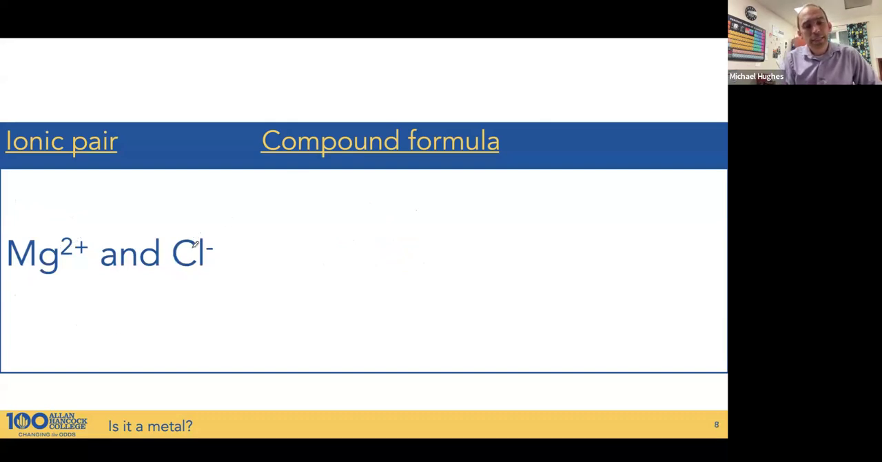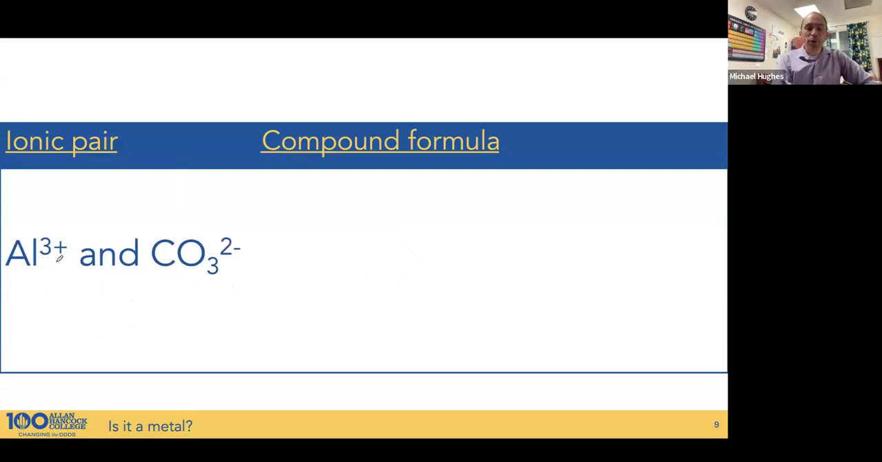Mg2 plus, Cl minus. So if we've lost 2 electrons, we're going to need to gain 2 electrons. So we would need a second chlorine over here for that to be true. So our formula would be MgCl2. 2 chlorines for a 2 minus charge to balance out the 2 plus charge.